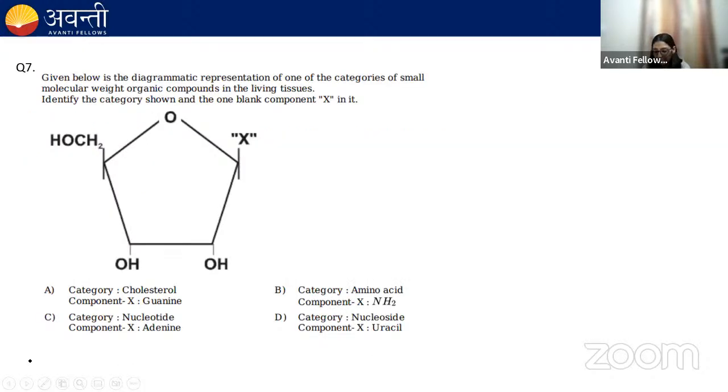Next: given below is the diagrammatic representation of one of the categories of small molecular weight organic compounds in the given tissue. Identify the category shown and the blank component X in it. A says category cholesterol, component X is guanine. B is category amino acid, component X is amino. C is category nucleotide, component X is adenine. D is category nucleoside, component X is uracil. Very good, Veena.